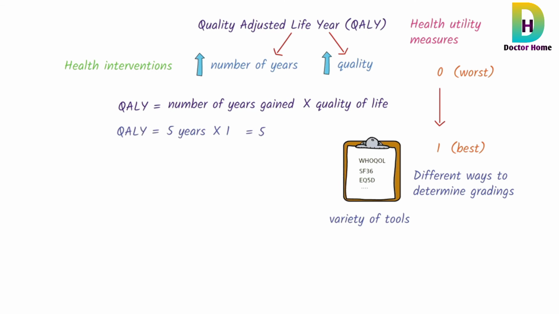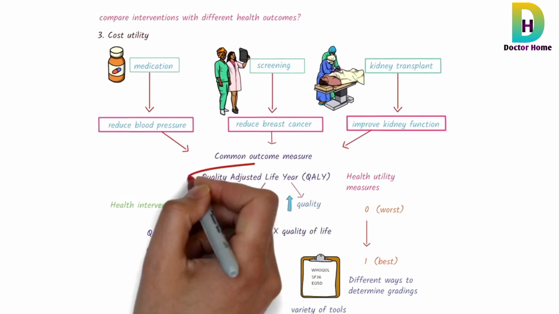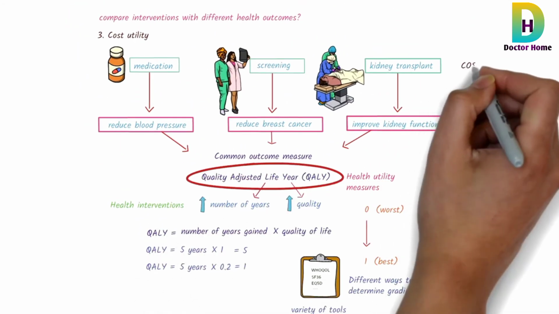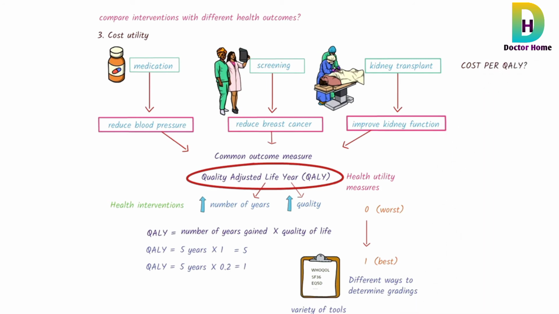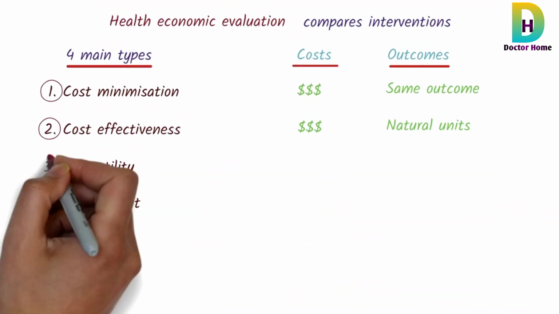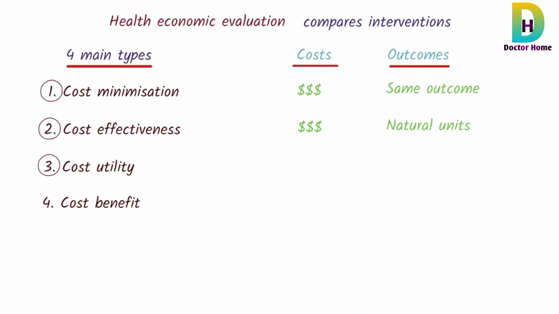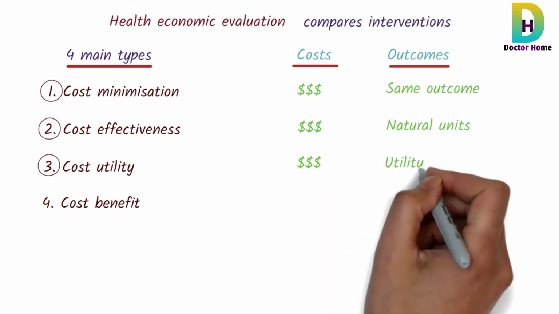Similarly, if an intervention leads to a person living an extra 5 years, but with a quality of life of 0.2, then the QALYs gained as a result of that intervention is 1. Now that we have a common outcome measure, a QALY, we can compare the cost per QALY across different interventions. So, a cost-utility analysis compares the cost of a utility measure, such as a QALY, for different interventions.